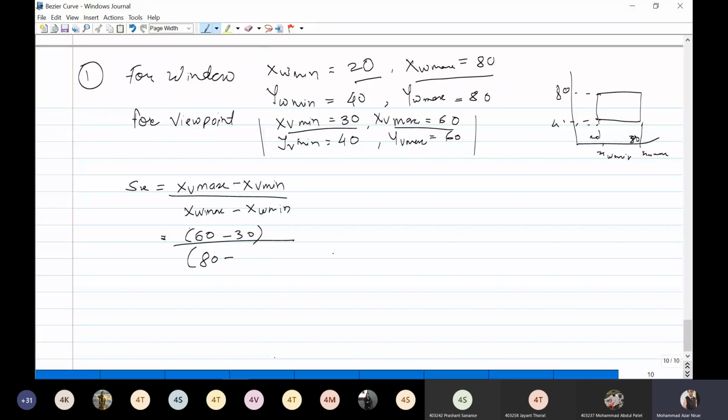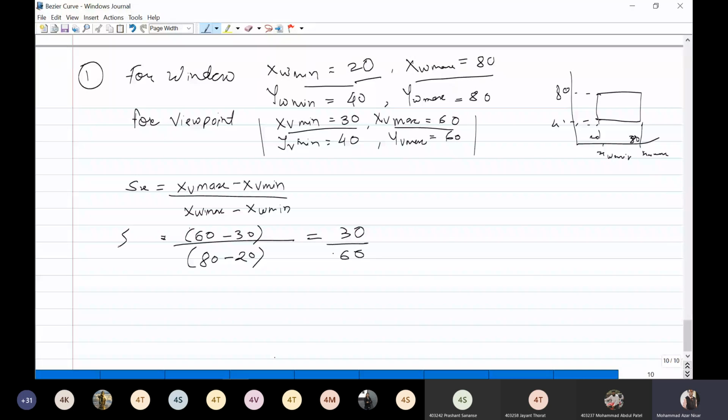8 minus xw minimum, that is 20. So you will get 30 by 60. Okay, 30 by 60. So this is the Sx value.